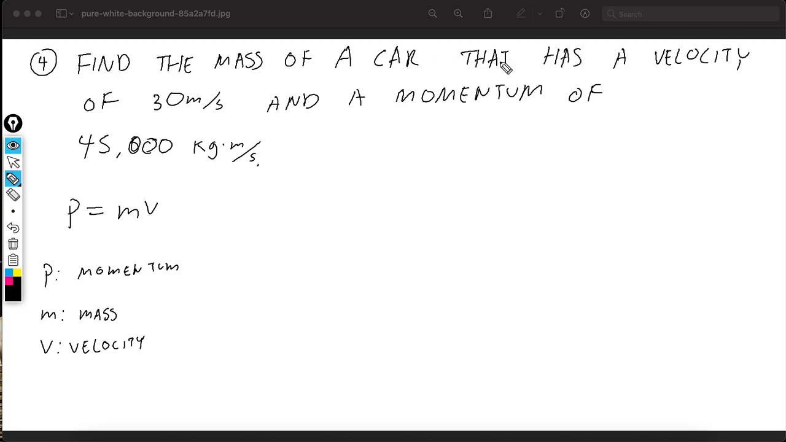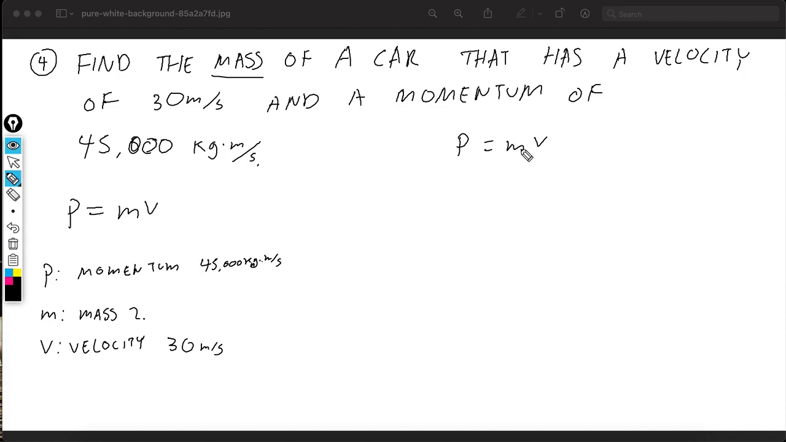Let's see what we got. So we have velocity, boom, 30 meters per second. What else do we got? Momentum, which is 45,000 kilograms times meters per second. And they want us to find out how much is the mass, so how heavy it is. So let's look at this formula. We have momentum equals mass times velocity.